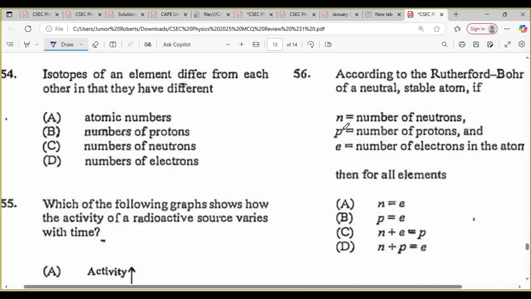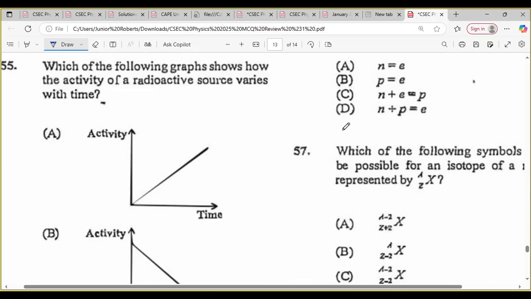Number 54 says that isotopes of an element differ from each other in that they have the same atomic number, right? But different mass number. And the difference in mass number is due to the difference in the number of neutrons. So we're going to have a different number of neutrons. So 54 is C.